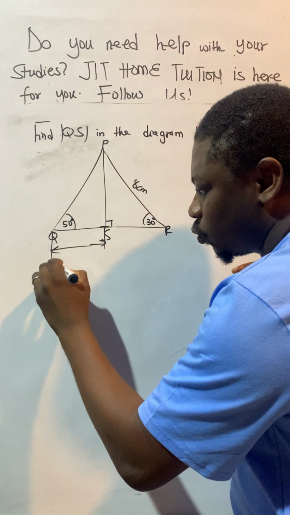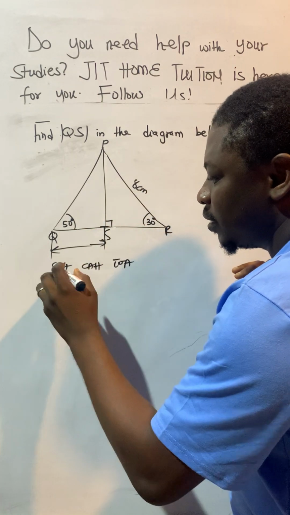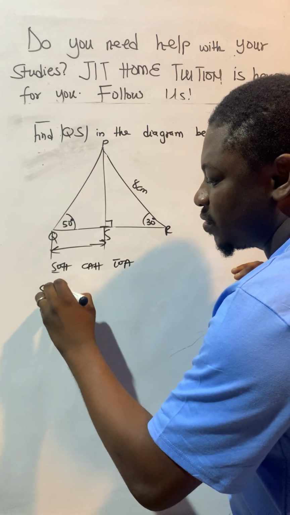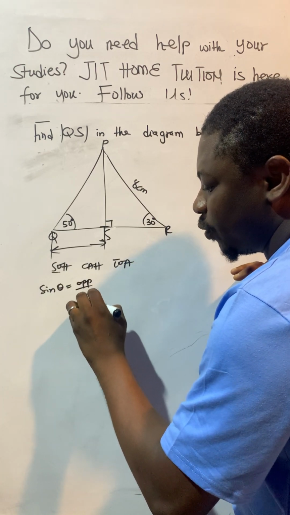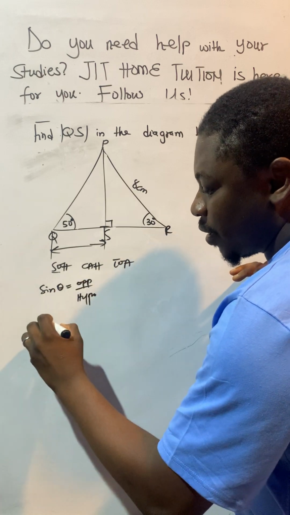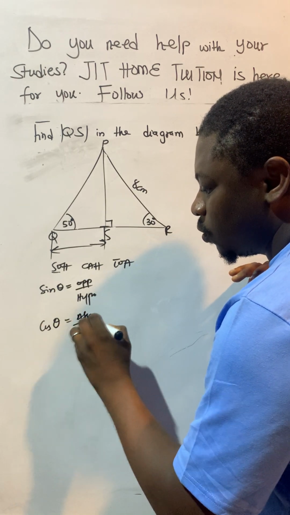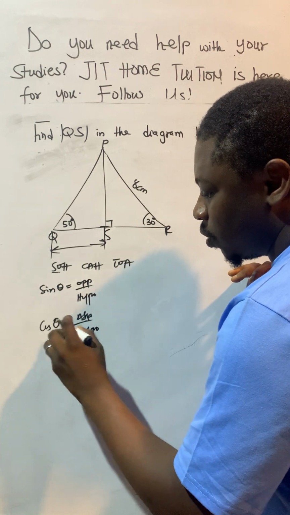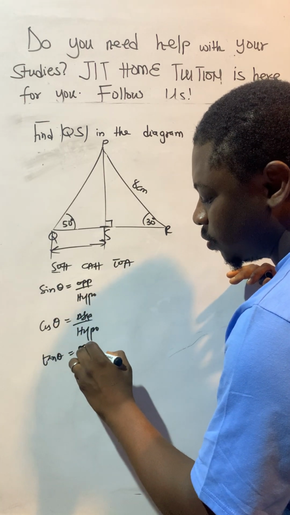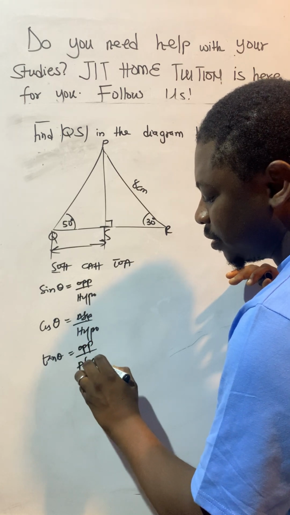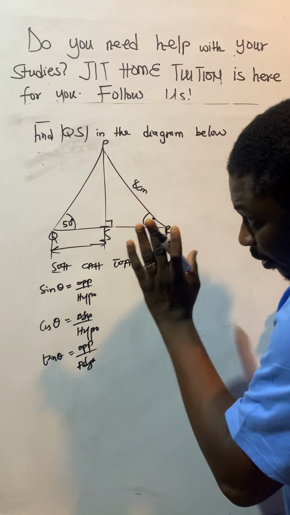You have what you call SOH CAH TOA, all right? The S is sine, so you have sine theta equal to opposite, which is the O, over the hypotenuse, all right? Then you have cos theta equal to adjacent over the hypotenuse. All right, then you have the tan theta, which is the opposite over the adjacent. Now, can we look at it separately? Look at it very carefully.